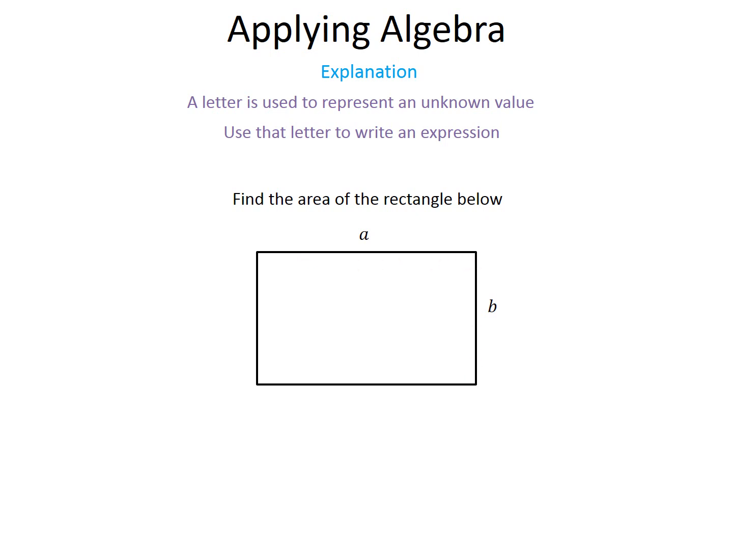So since the area is length times width, the area is just going to be A times B. Because remember, we had length times width, or width times length, doesn't matter. But remember, we do put these in alphabetical order when we're putting letters together. So it should be A, big A for area, equals AB.